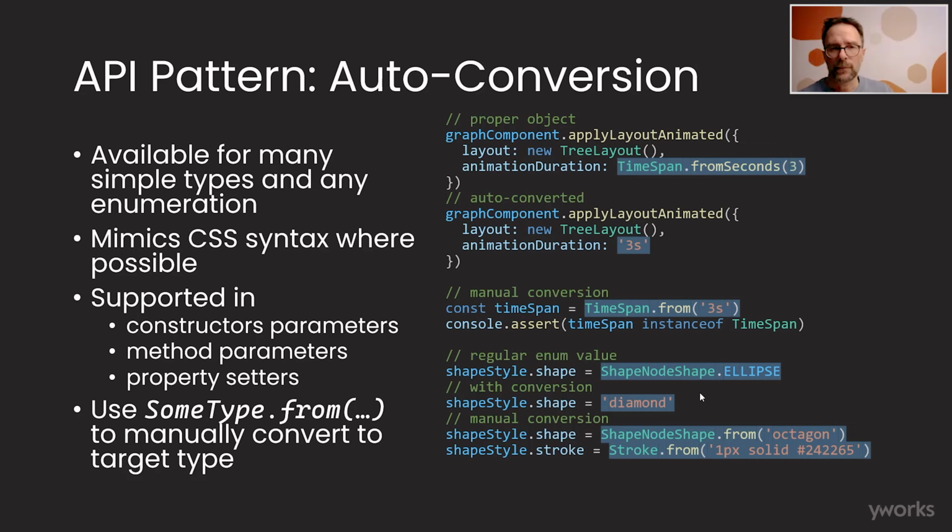Very frequently, we will see this pattern with enumerations. Enumerations are typically constants defined on namespaces, like in this case, the ShapeNodeShape, but you don't have to pass in this longish expression here. You can just pass in the string and your IDE will automatically complete it for you. And this will automatically convert to the respective object.